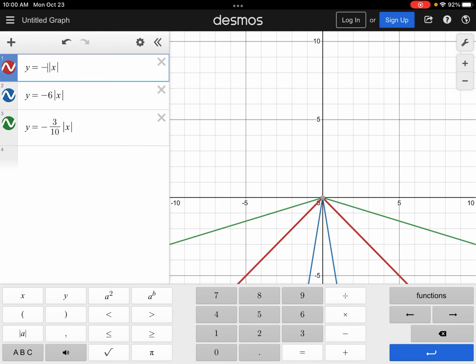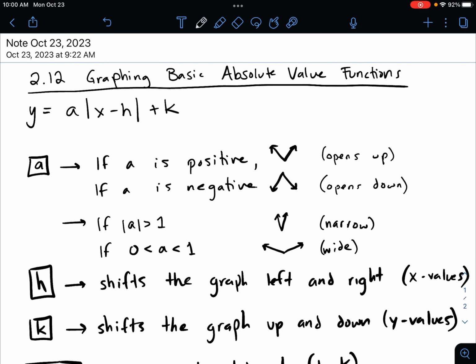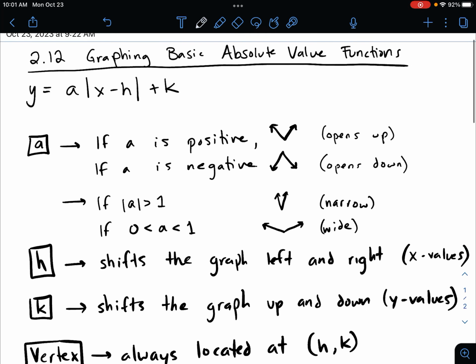So there are a few different things we can do to these absolute value graphs that change the results of the graph. I wrote all this down here. We change this graph in 3 different ways. First, we changed the value of h. If I change the value of h, that's going to move the graph left and right. You can see I have a box around the h there. It says it's going to shift the graph left and right.